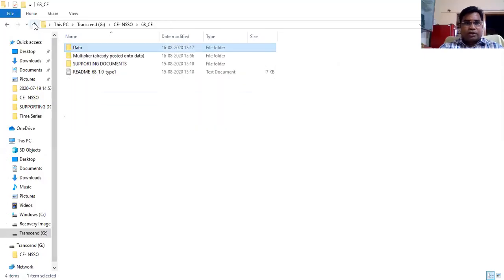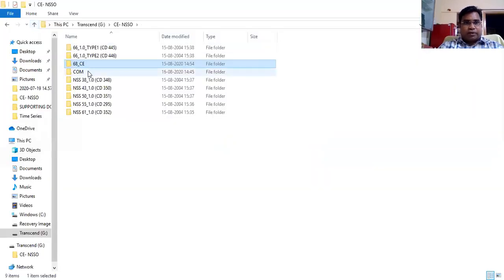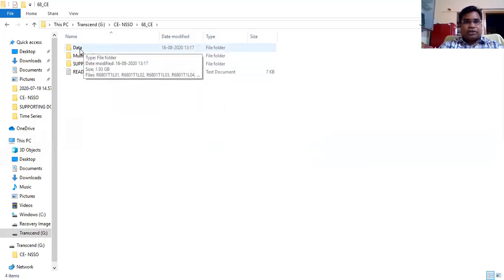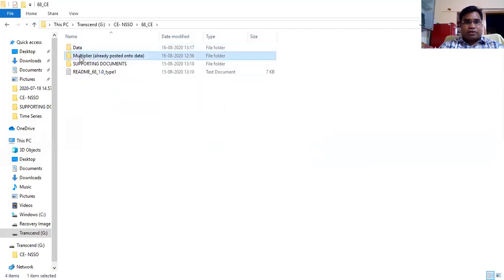So here you can see this folder, 68CE, which contains data of the 68th round consumer expenditure. There are four items: one is the data folder, the other is the multiplier folder, the third one is supporting documents, and the fourth one is the readme file. Let us first have a look at the data folder.